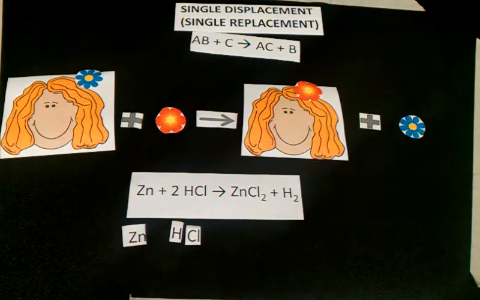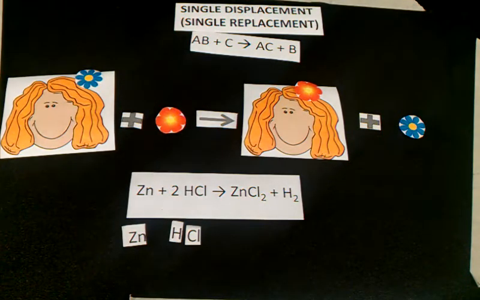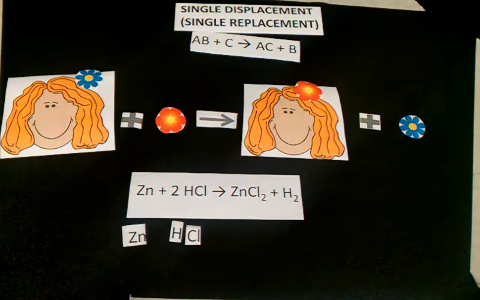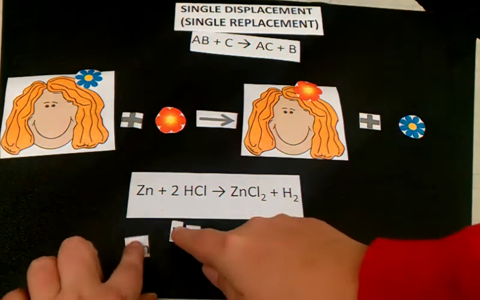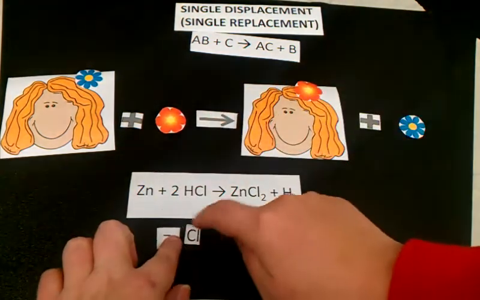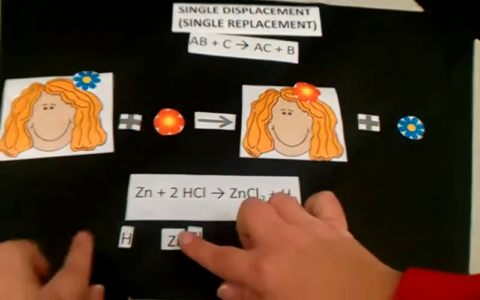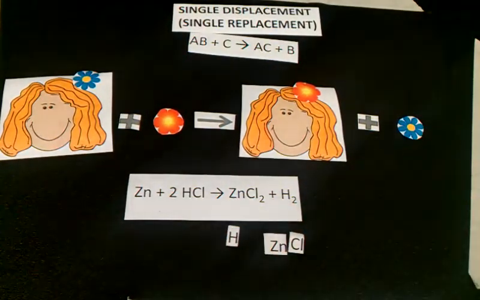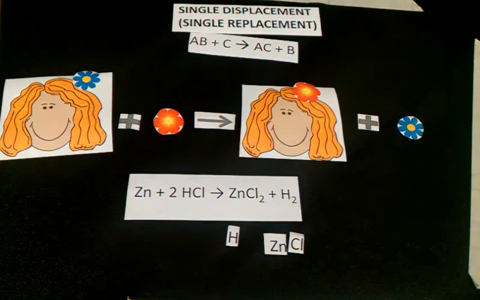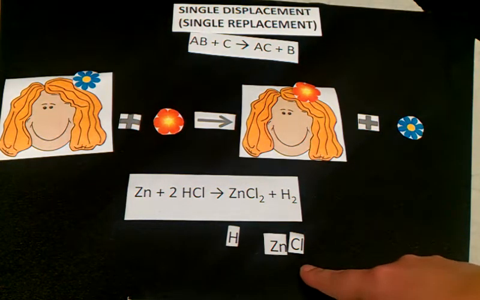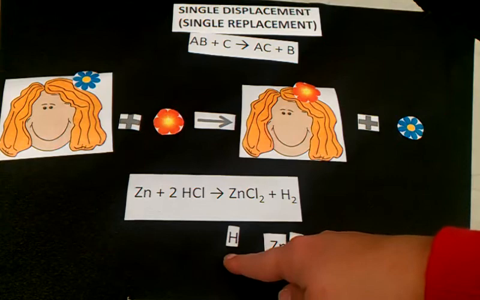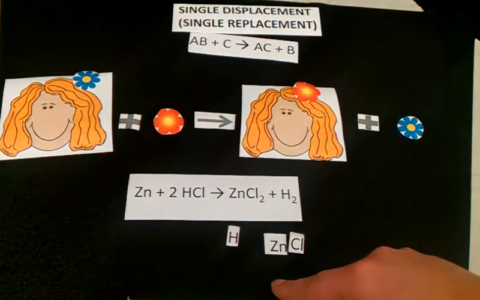Zinc is a metal, which means that it's going to bond as a cation. So we're going to let the zinc trade places with the cation, with the hydrogen. And that's the product that we get. Right? Zinc is now bonded to chlorine, and hydrogen is now by itself, even though it started out the opposite way.